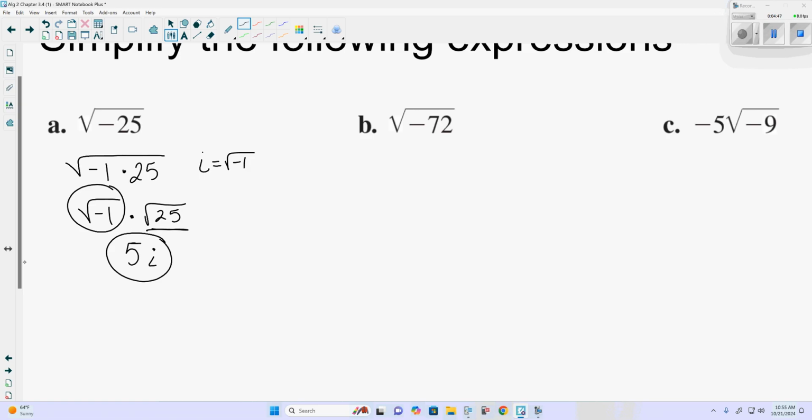Square root of negative 72. Now again, we can break it up like we've done so far. So we can think of it as the square root, guys, let's focus in. Square root of negative 1 times 72. And just like we did before, we could break this apart and say that we have the square root of negative 1 times the square root of 72.